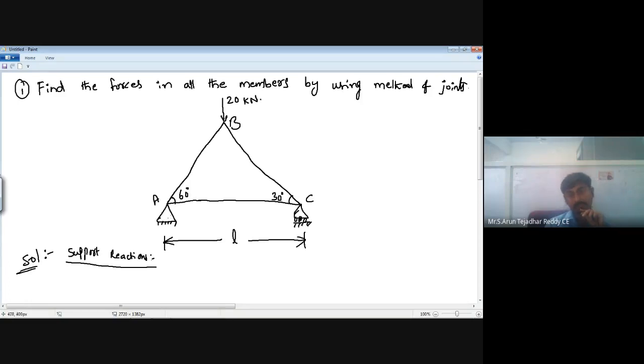In this figure, joint A has a hinge support, so two forces are acting: vertical VA and horizontal HA. There is a roller support at joint C, where only one vertical force is acting, VC. So first you need to find the support reactions.